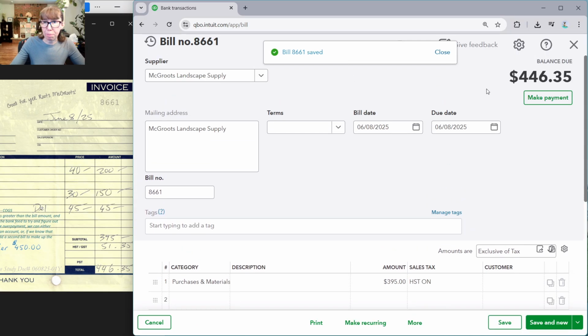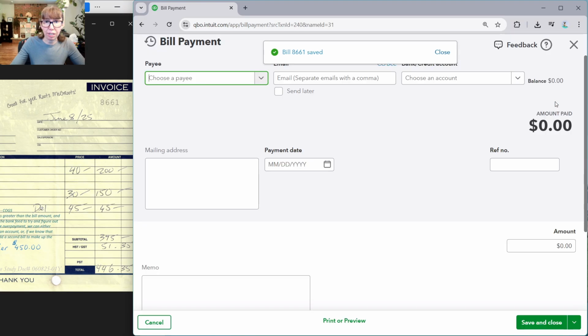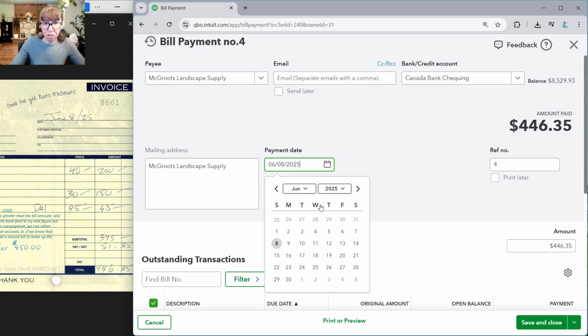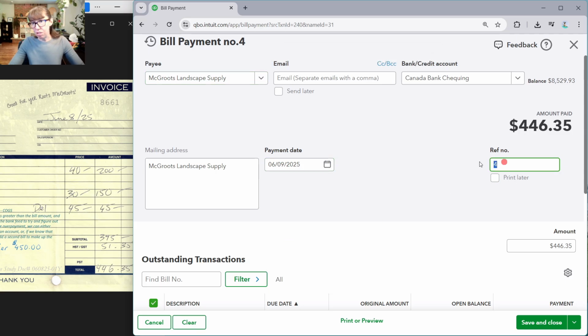And that means that up at the top, we've got the make payment option. And we can say that on June 9th, and don't have the reference number populate if it keeps going up, because we use Canada Bank checking and QuickBooks is assuming we're using a check. That's why the print later option is there. If we leave that reference number in, it's going to be a red herring later: check number 4 paid this, which is not true. So we can either leave this blank or put in e-transfer, because more crumbs the better.